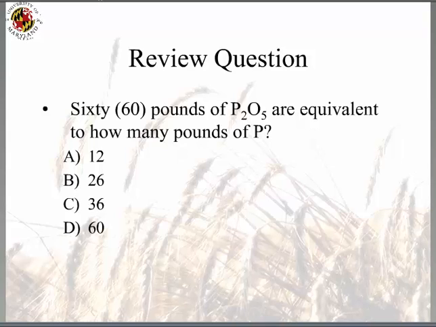Yeah, you know it's not 12, right? It's too low. You know it's not the same, right? You can eliminate some right off. And hopefully you've got a calculator with you that day and you can figure out the rest.